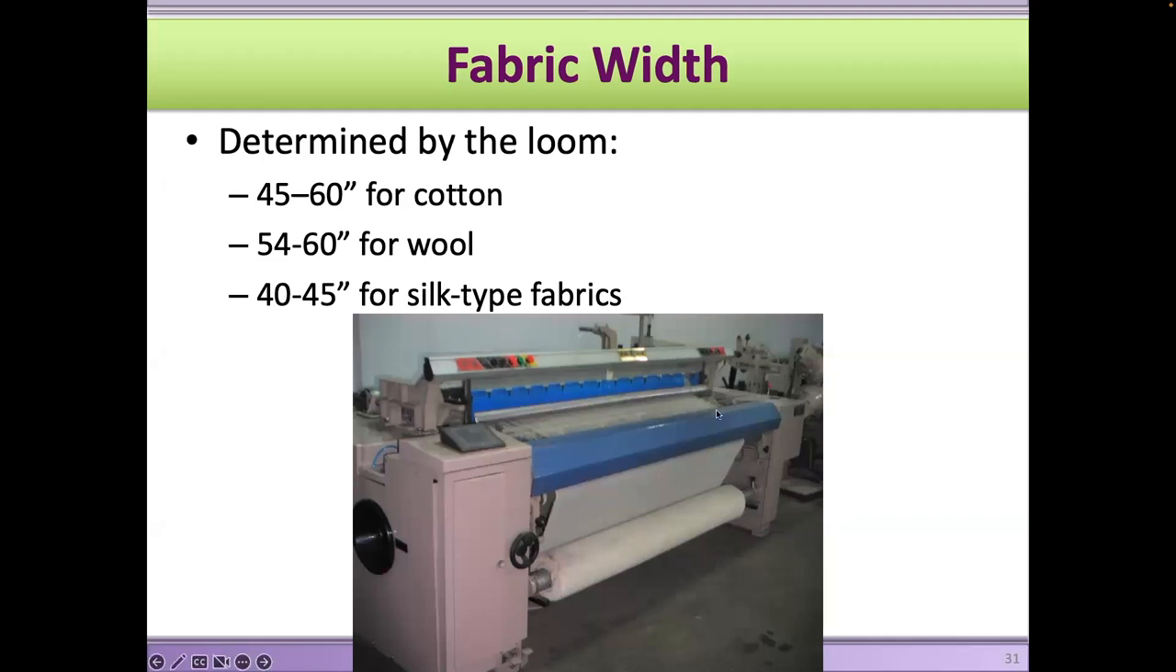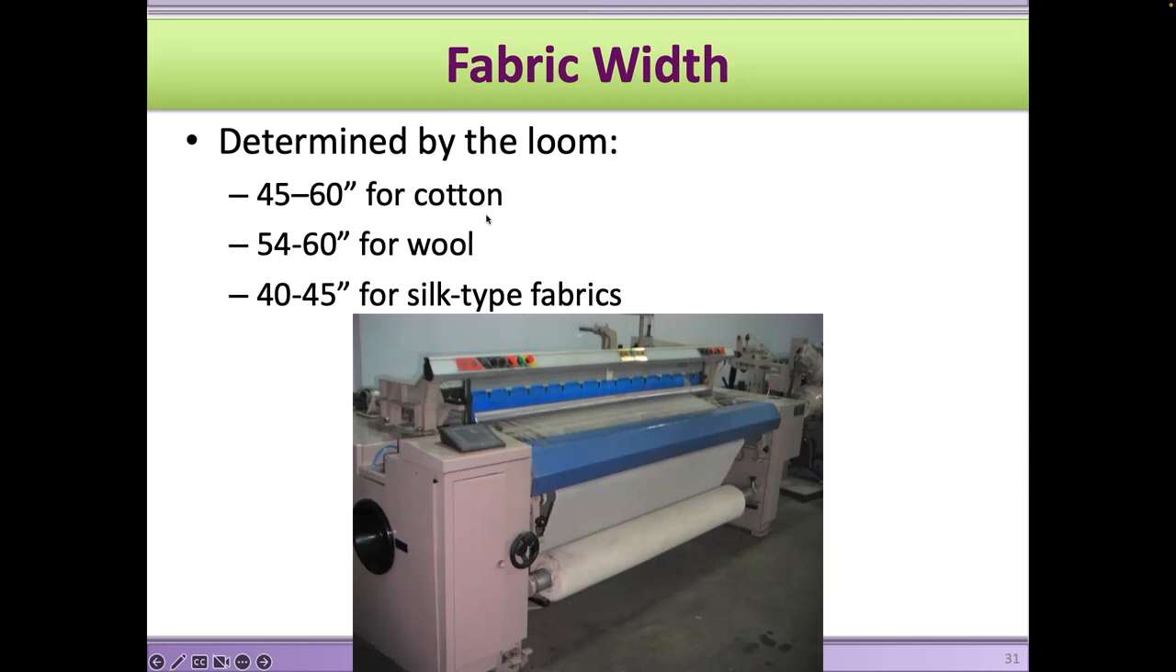The width of your fabric will depend on the machine. There are some weaving machines that are 45 inches wide. There are some weaving machines that are 60 inches wide. When you go to Joann's or other places to buy fabric, they usually have two different widths, 45 or 60. And again, that means that the machine that makes the 45 inch fabric is only 45 inches wide, and the other one is 60 inches wide.